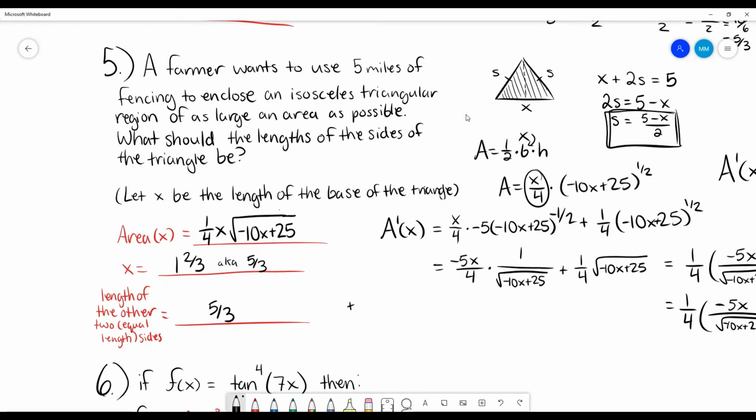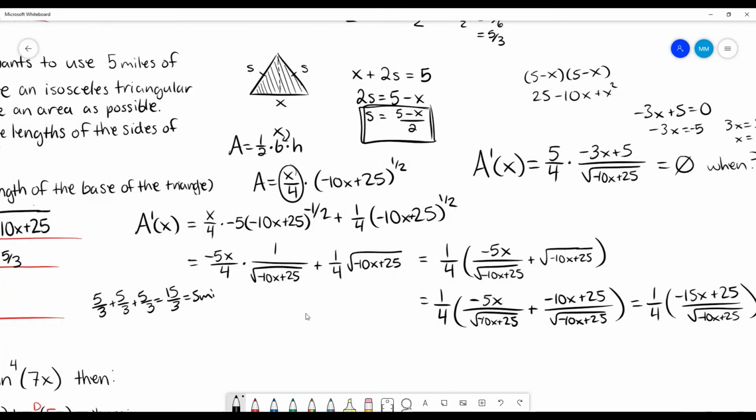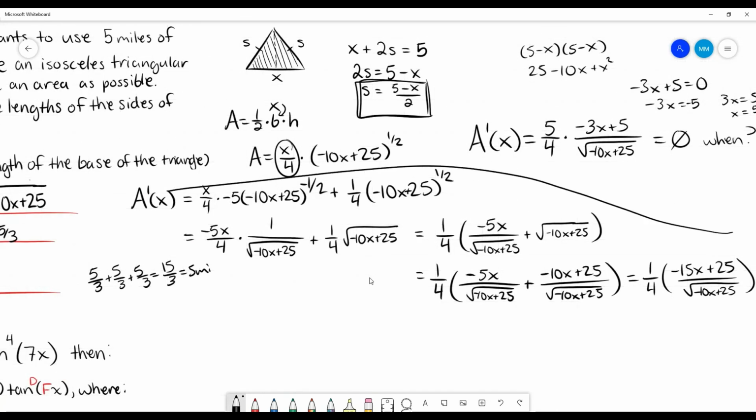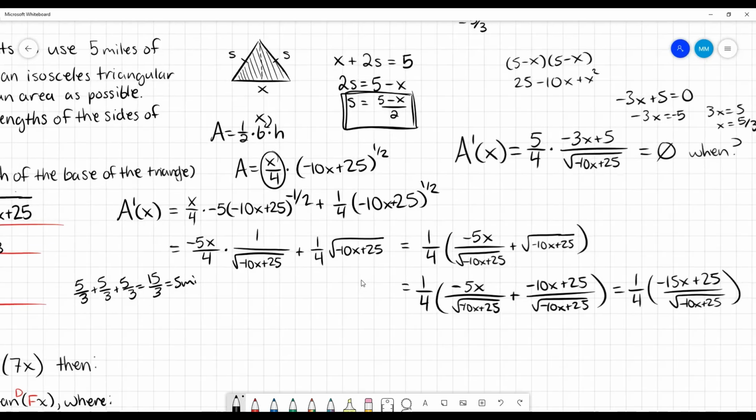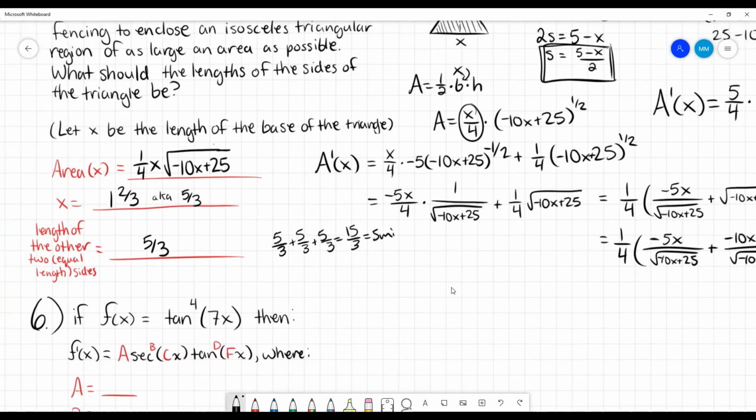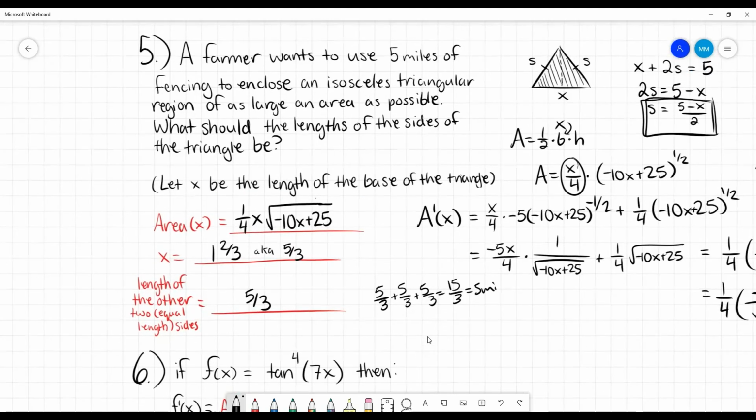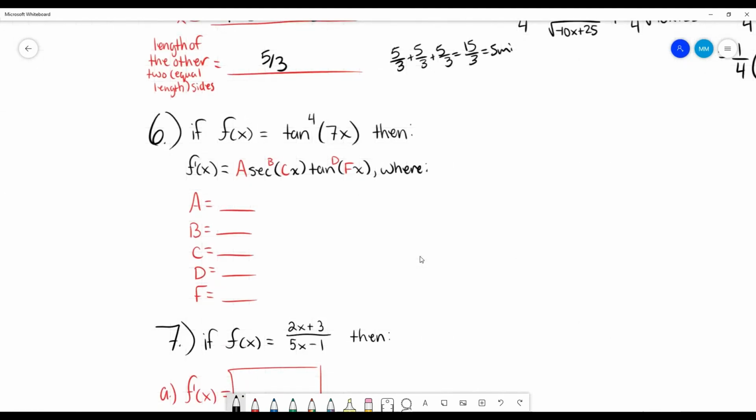Let's see, if I add them all up, 5/3 plus 5/3 plus 5/3, that's going to be 15/3, which equals 5 miles of fence, which is exactly what we wanted. So that looks correct. Boom. And I know that was a lot, especially me trying to simplify our derivative there. So I really hope that that made sense. That was a little convoluted, but I hope that you can make sense of that.